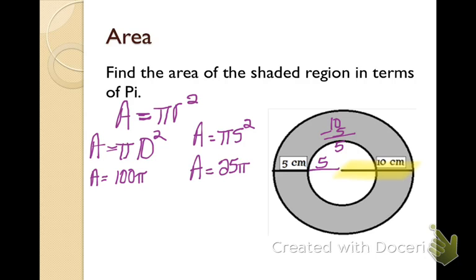Now, again, I'm going to subtract the small circle from the large circle so I can get my shaded region. So I'm going to say 100 pi minus 25 pi gives me 75 pi. So the area, units squared, I guess it's centimeters, isn't it? Centimeters squared.